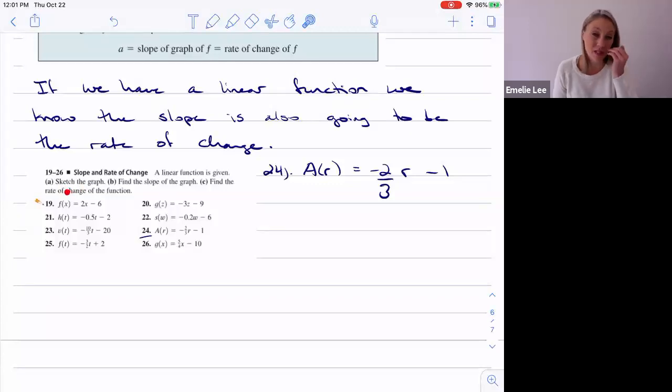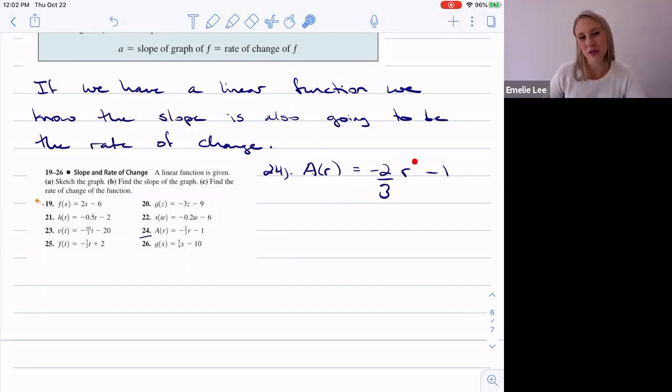The question tells us to sketch the graph. Sure, let's do it just for some practice in sketching the graph, but of course we're going to use Desmos to check our work anyways. If you wanted to just use Desmos, that's totally fine. Then we have to find the slope of the graph and the rate of change of the function. Well, we already know parts B and C from what we just established up here. The slope is -2/3, so the rate of change is -2/3. So we're going to focus on just a quick sketch of this.